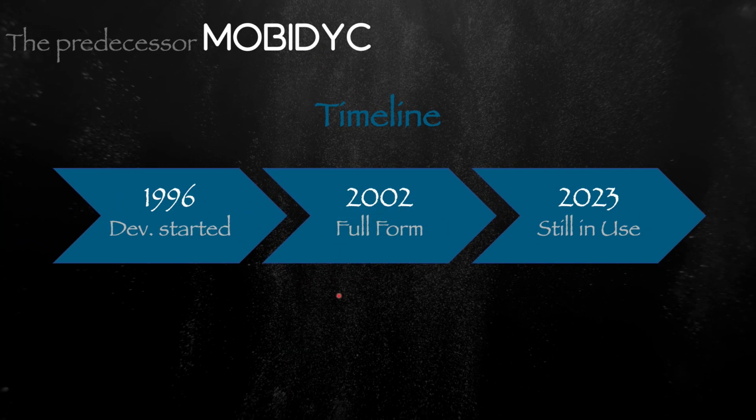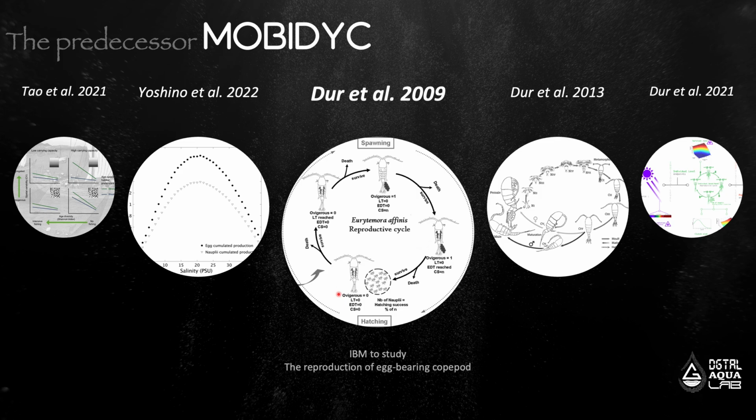In 2023, Mobidyc is still in use for research, although it's mainly by my team. So since 2009, I've developed several models with Mobidyc in collaboration with other researchers. And the first model that I developed in 2009 was an IBM to study the reproduction of tiny planktonic crustacean called copepods.